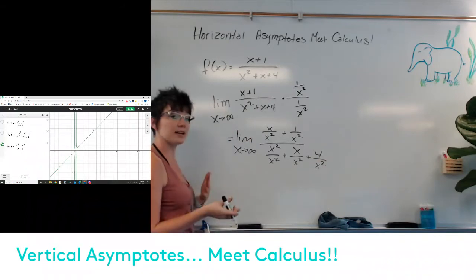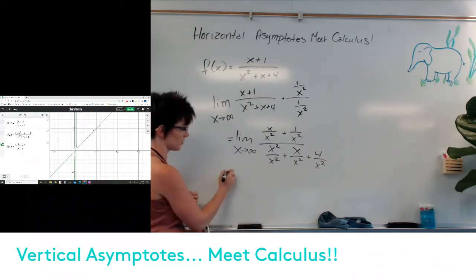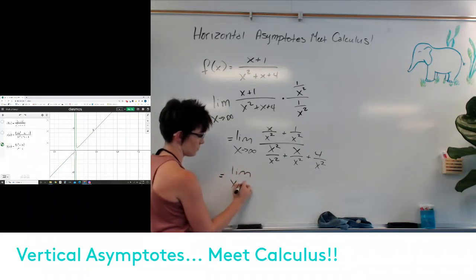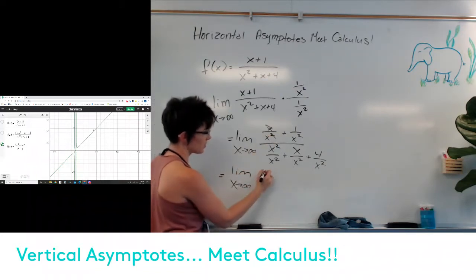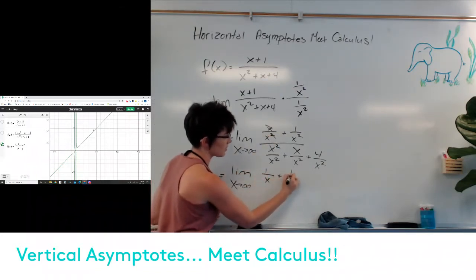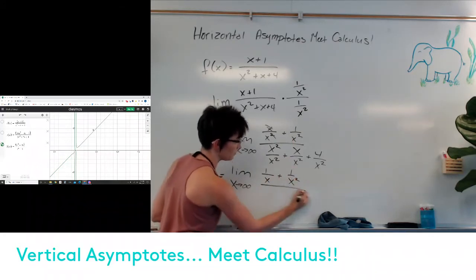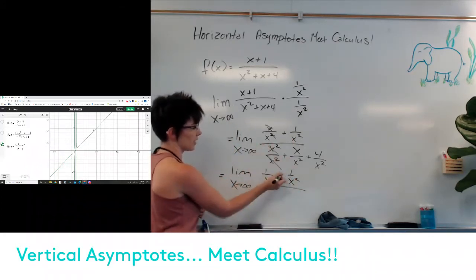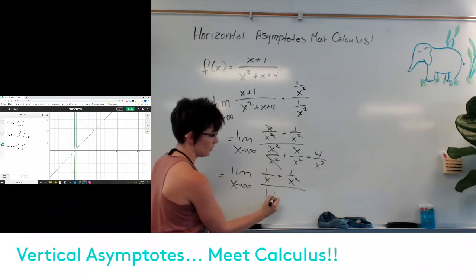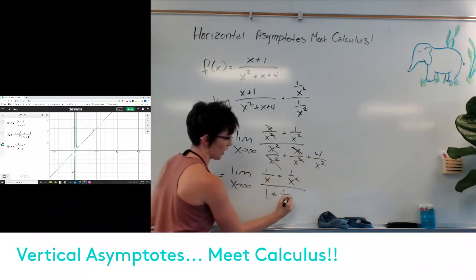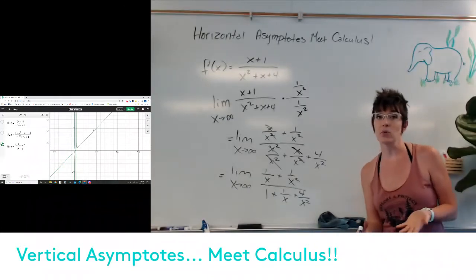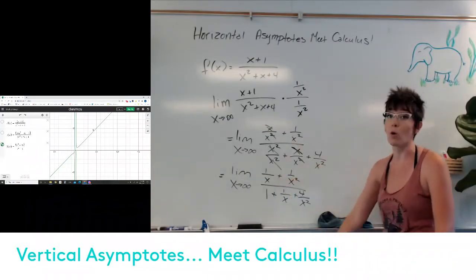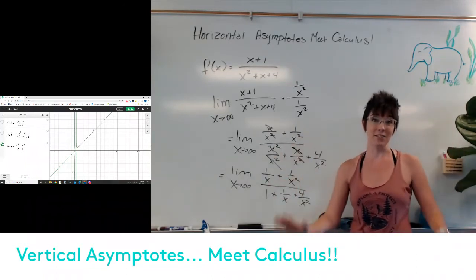And now I'm going to take a couple of steps to simplify and cancel some things. Here, one of the x's cancels with one of those powers, so I have 1 over x plus, this guy doesn't simplify at all, 1 over x squared. Down here, both of those actually cancel, so I'm left with 1 plus 1 over x plus 4 over x squared. And now let's see what happens when I plug in infinity, or a very, very large number.